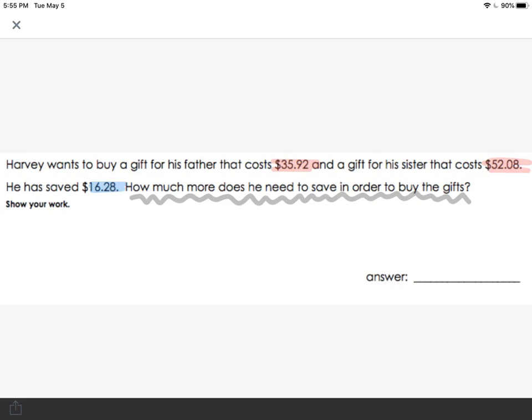What I'm going to do now is figure out how much he's going to need to have saved total to afford both gifts. So to buy both, it's going to be $35.92 for his dad's gift and $52.08 for his sister's gift. So I'm going to add them up.